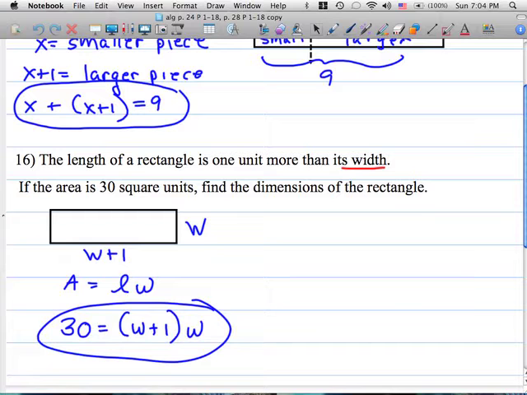The formula for finding area is length times width. So A is replaced with 30, that's our area, equals the length, W plus 1, so we put it in parentheses, and we multiply it by W, the width.